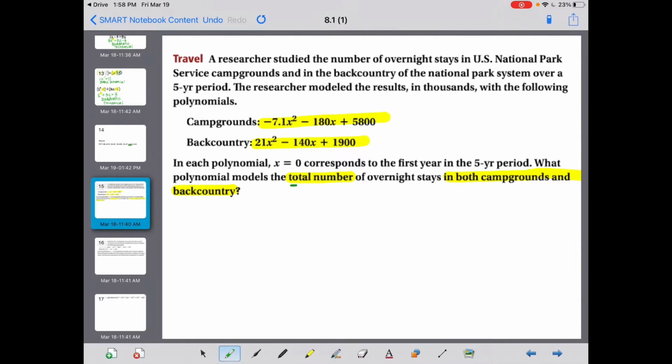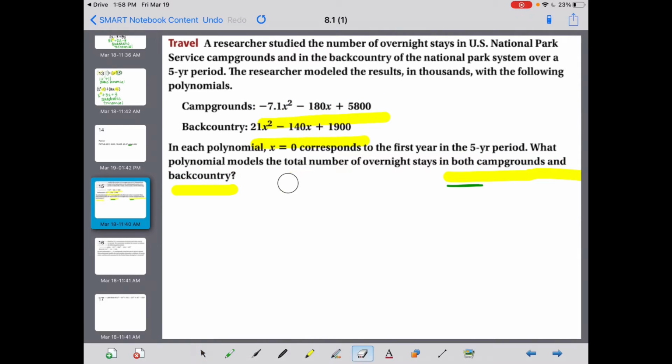Okay, so these are our keywords. Total number in both. That just means that I'm adding these two things together. There are two different ways that we can do this. We can line them up like we learned how to add in elementary school, which is what we're going to try first.